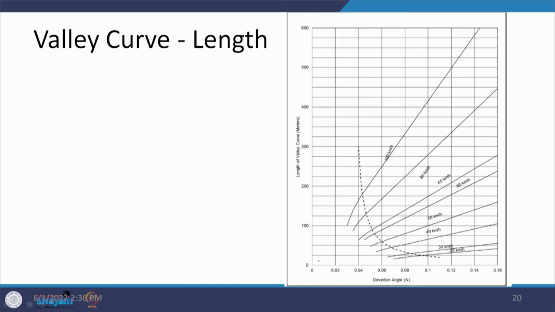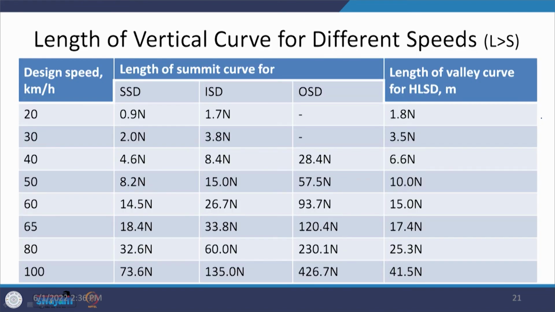Again we have similar conditions, that is, on this side this is the greater than condition or this is the less than condition. Here on the y axis we have length, and on the x axis we have deviation angles, which are related to speeds. So, we can find out the length of the valley curve by use of these types of graphs also. Here the lengths of vertical curves have been defined for the case of length greater than S, where S can be SSD, ISD or OSD, and they have been defined for different speed values, given in terms of n, where n is in percent.